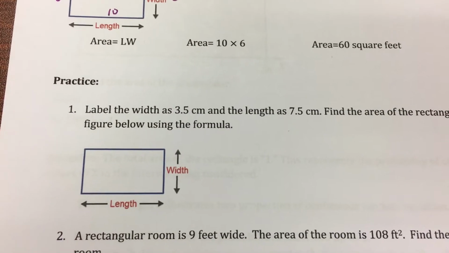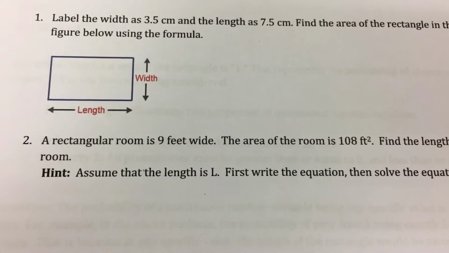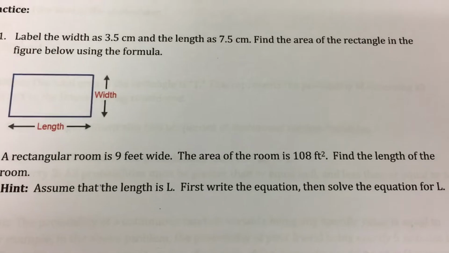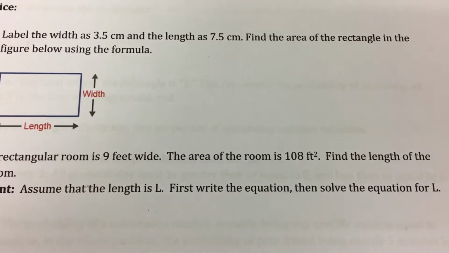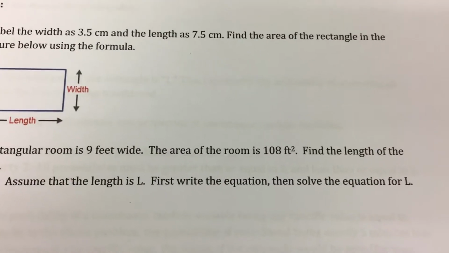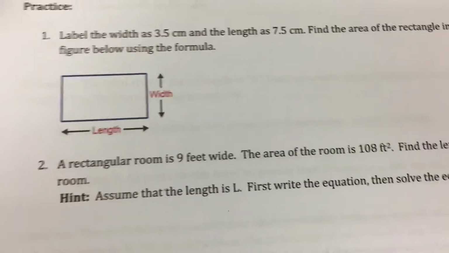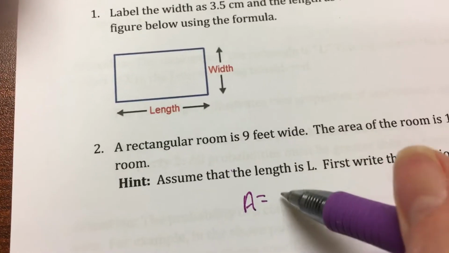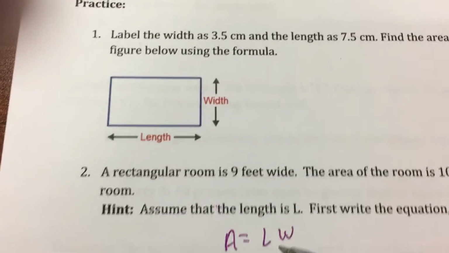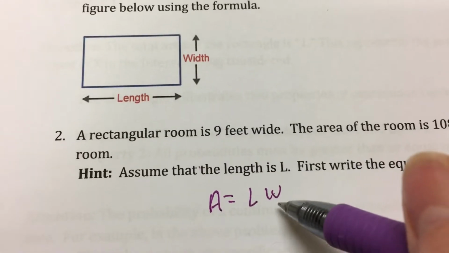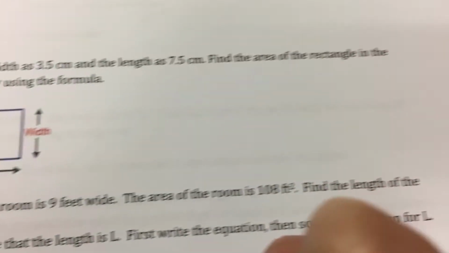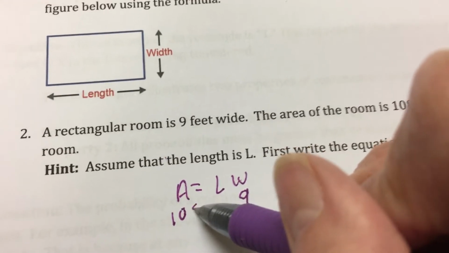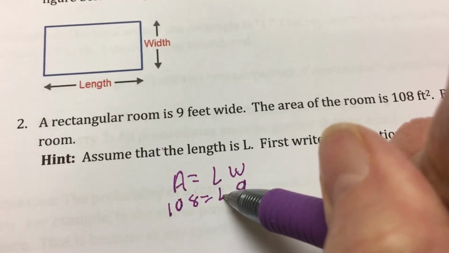They're going to ask you to find the area, and then the next one, notice it says you have a rectangular room that is 9 feet wide. The area of the room is 108 square feet. Find the length of the room. So they're going to have you use your formula, area equals length times width. They give you the width, which is 9, so I'm going to write that under here. Then they give you the area, which is 108. And then they ask you to find the length, so I'm going to put an L.